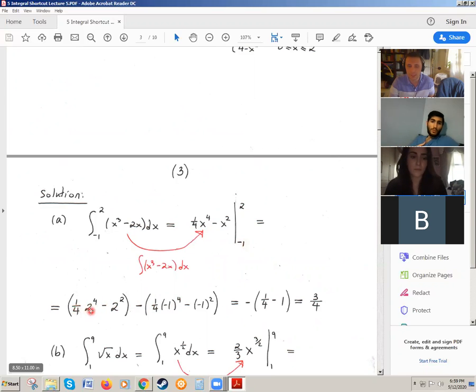What is this? This is simply 0. You see this? 1/4 times 2 to the 4th is 4, minus 2 squared is 0. So the first part is 0. The second part is going to be minus, I have this minus. This becomes 1/4 minus 1. So altogether it becomes 3/4. Good. So that was problem A.